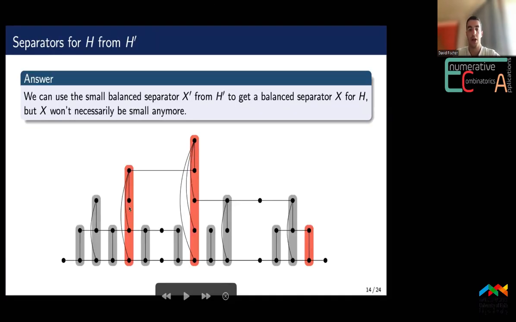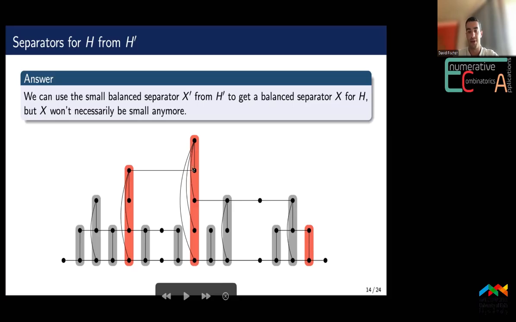And so here's a visual. We have H prime, and we know that it has a balance separator of size at most three. So what that might look like is these three vertices in red here. They're super vertices, so vertices of H prime. But you might begin to see what the problem is, which is that we can remove all of these individual vertices from H, and this will give us a balance separator for H. But even though this balance separator X prime has size at most three, we have basically no way to bound the size of this separator for H that we get.